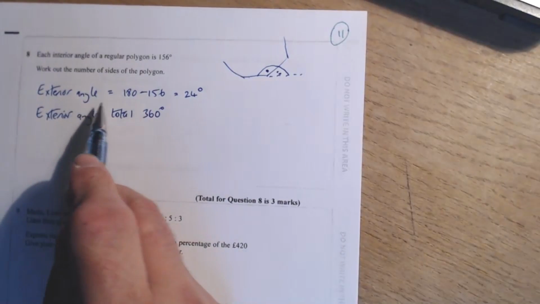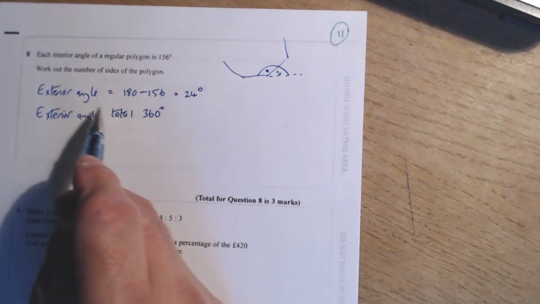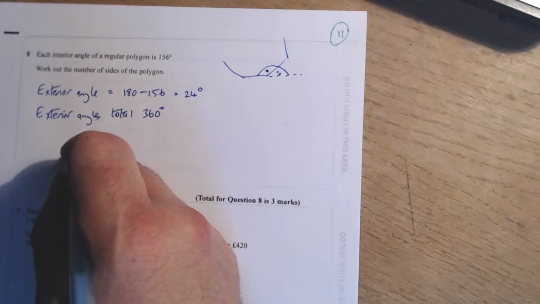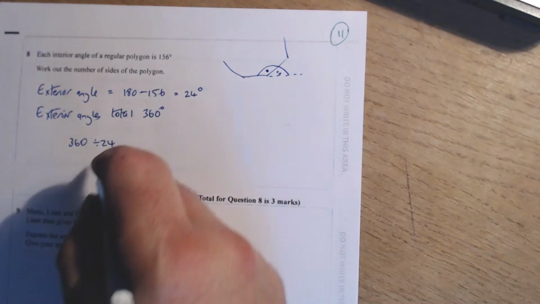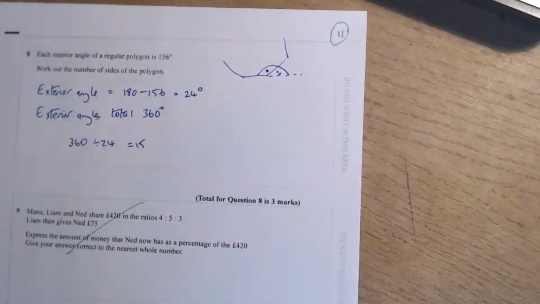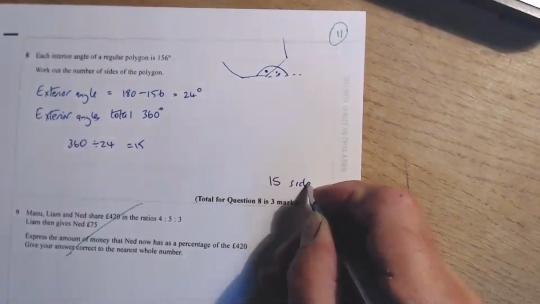Now, if each of them is 24 degrees and they total 360, how many exterior angles have we got? Well, we've got to do 360 divided by 24, which equals 15. So there are 15 exterior angles, so there are 15 sides.